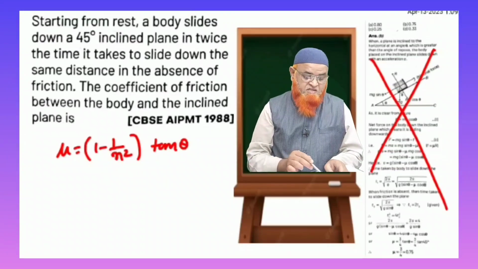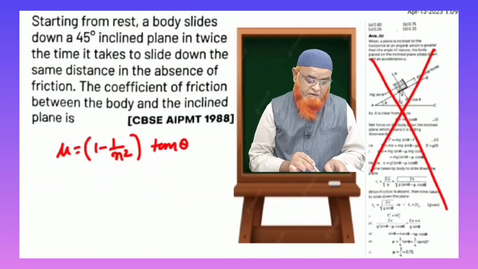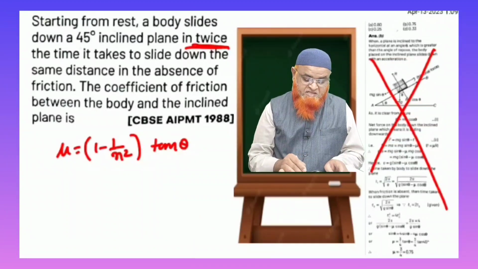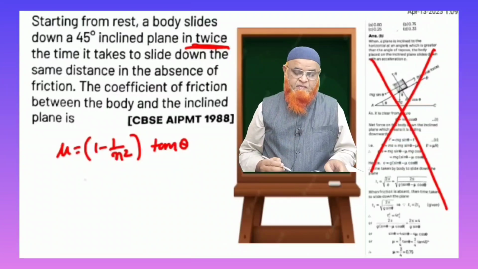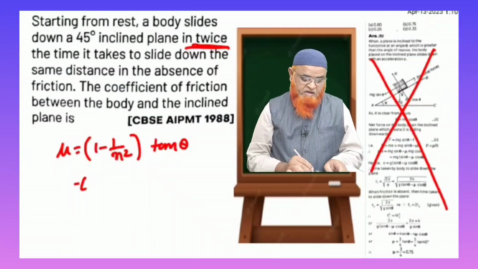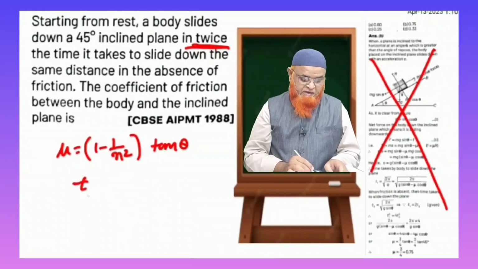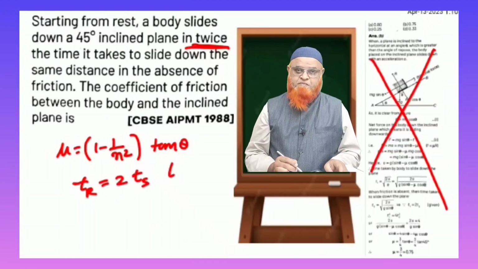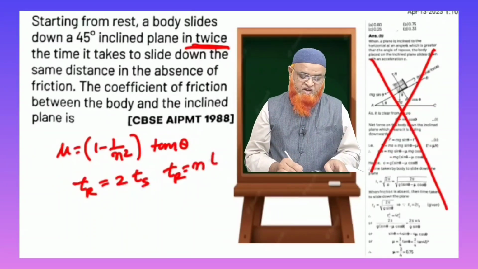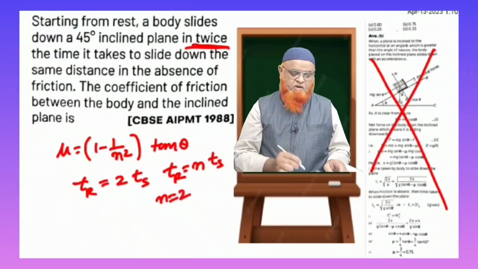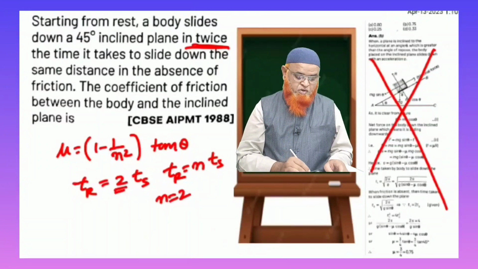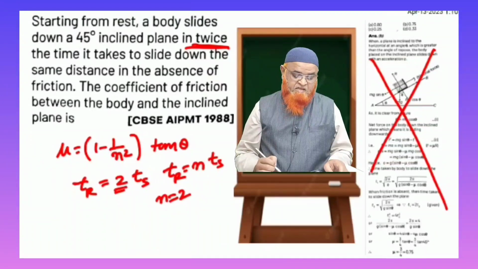Okay. So you can just see here the coefficient of friction between them. Twice. What does the word twice mean? Twice means the time taken for a smooth inclined plane and a rough inclined plane. For rough, it is 2 times the time taken for smooth. That means time taken for rough is n times the time taken for smooth. And in this problem, the value of n is going to be 2, which is given here.